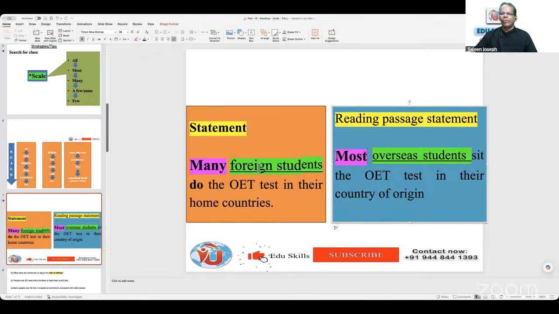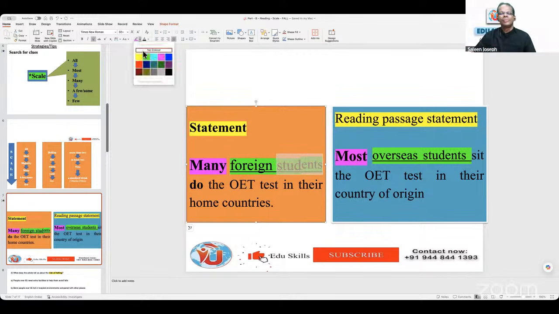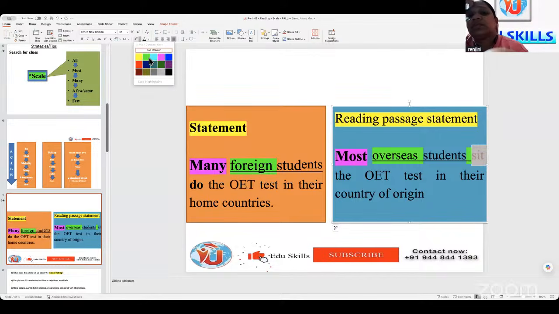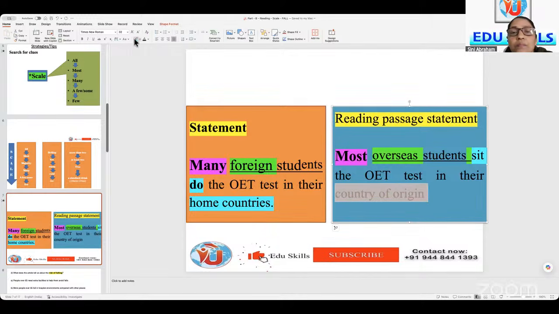See, foreign students, overseas students. Foreign is the synonym of overseas. Everything else looks the same. Sit is the synonym of do. The OET test in their home countries, country of origin. Home countries and country of origin, see, these are known as synonymous expressions.